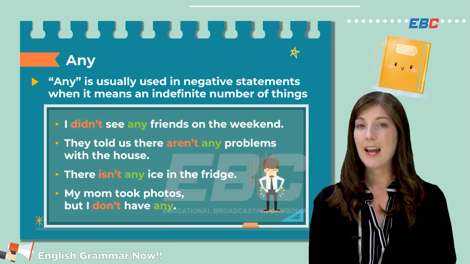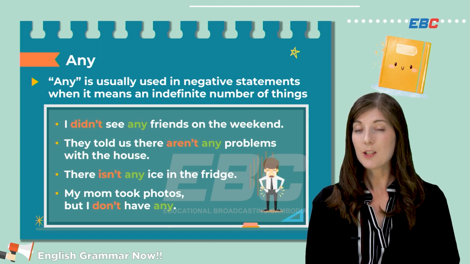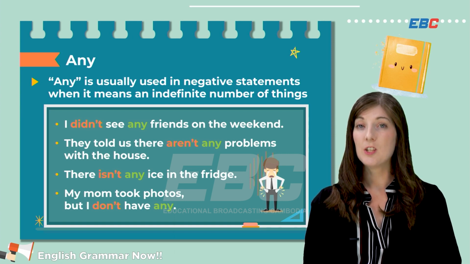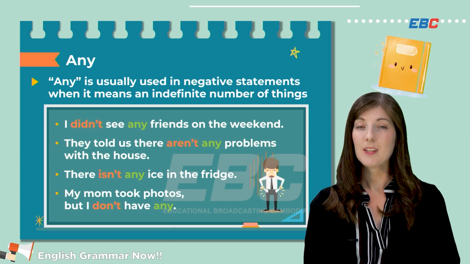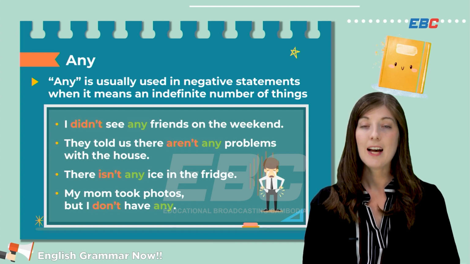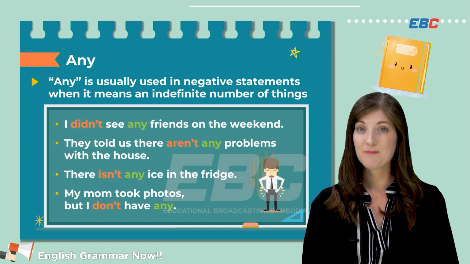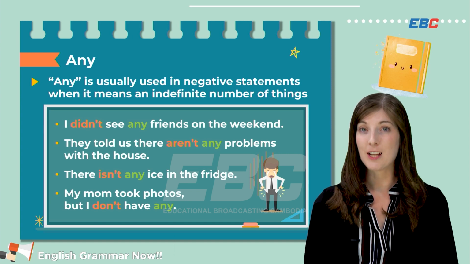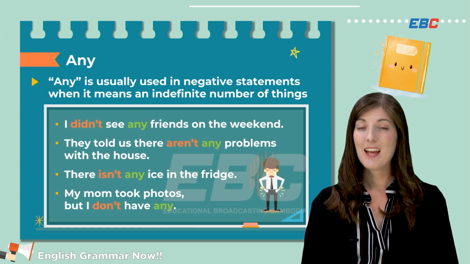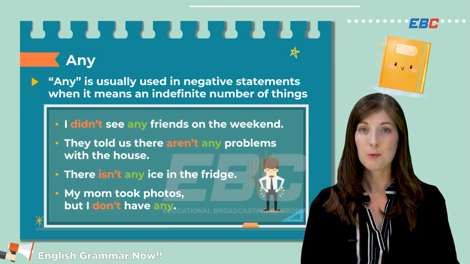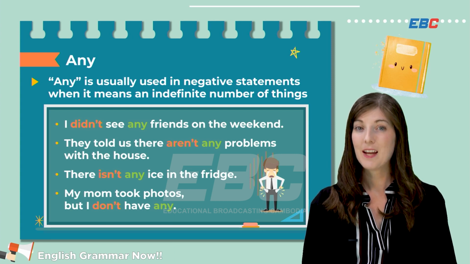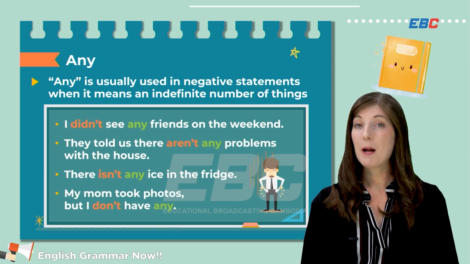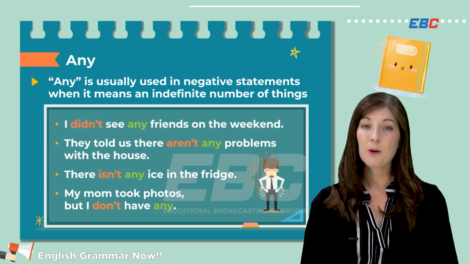Now, when we use any, we are usually using it in a negative statement. So, in a sentence that has not somewhere in it. And it's also referring to an indefinite number of things. Here's some examples of that. I didn't see any friends on the weekend. They told us there aren't any problems with the house. There isn't any ice in the fridge. My mom took photos, but I don't have any.